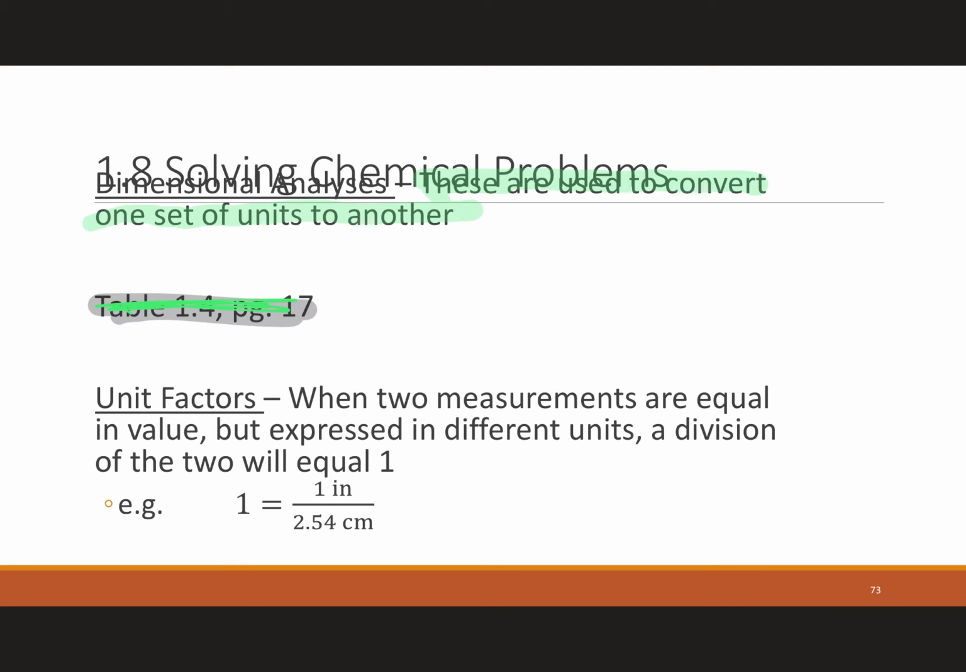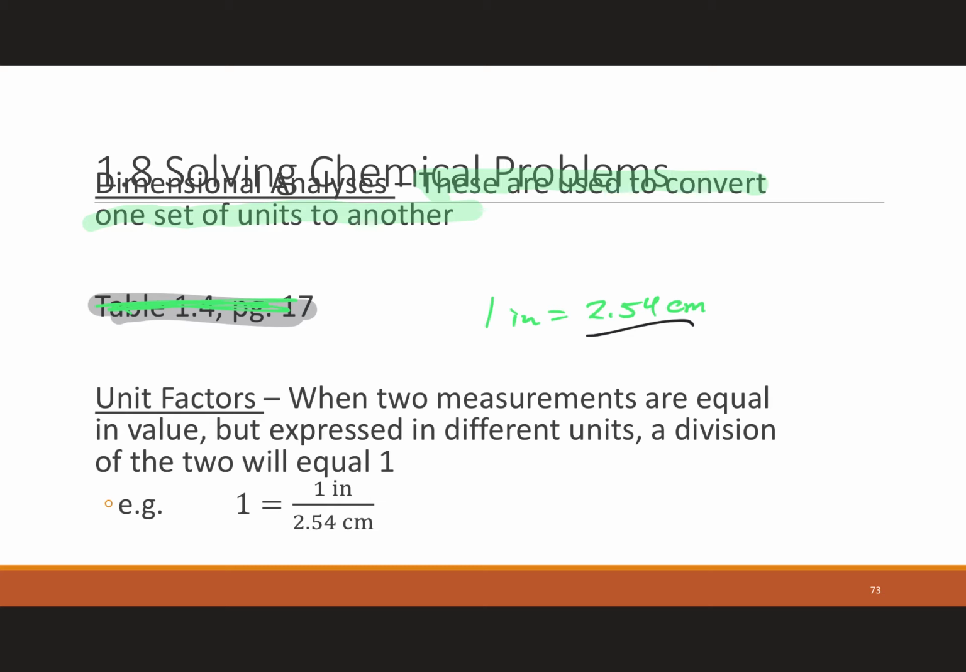When two measurements are equal in value but expressed in different units, a division of the two would equal 1. Theoretically, like 1 inch is equal to 2.54 centimeters. That is an exact conversion. The imperial system of length is actually defined based on the metric system. That was done a couple of years ago in America. You just didn't know about it.